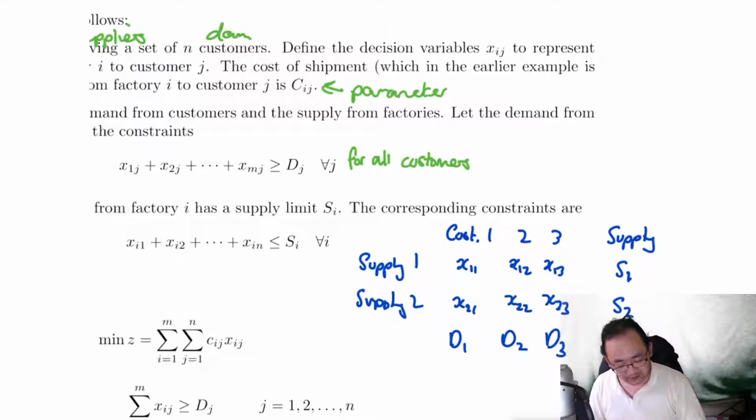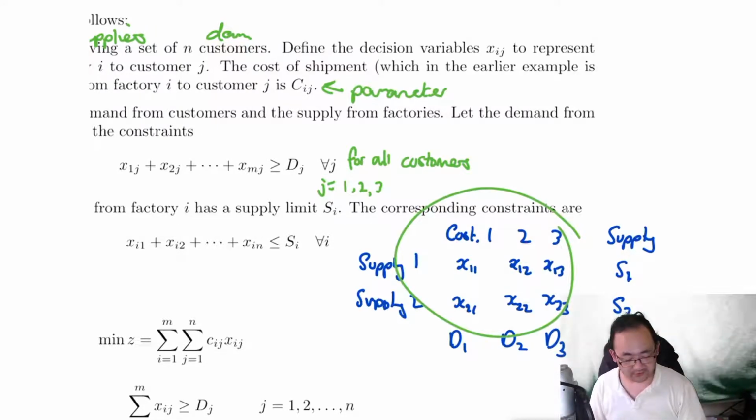And so for all j, in this case, say we have 3 customers, that means there are going to be 3 demand constraints. So in this case, j is going to be equal to 1, 2, and 3, because there are 3 customers in the little mock example I built up at the bottom, or in the example given in the previous video.